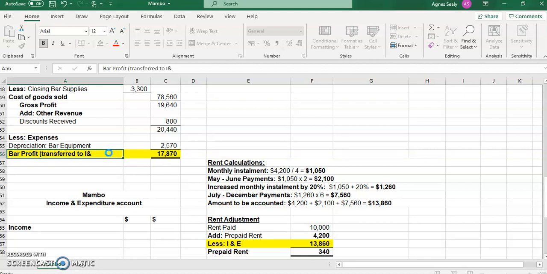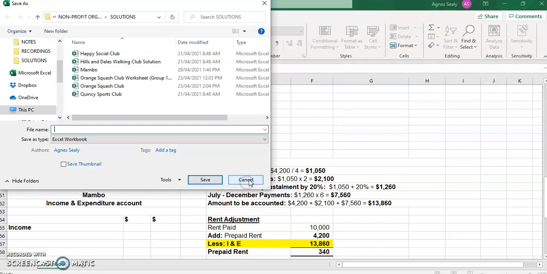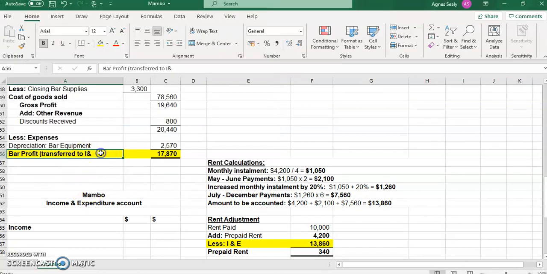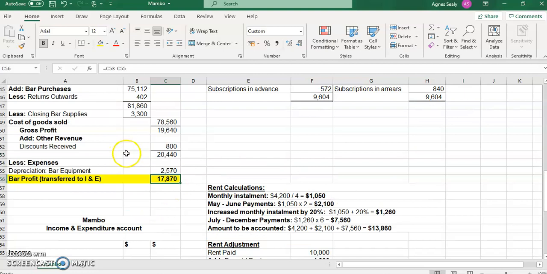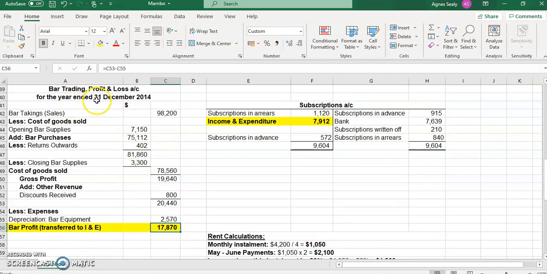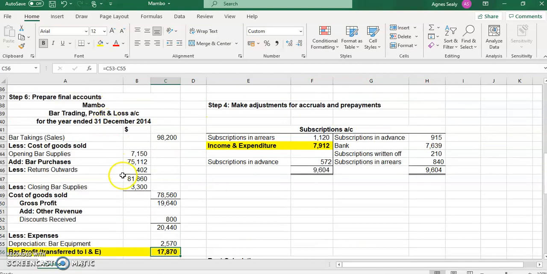You don't have to write transfer to income and expenditure account. You don't have to do that, but I'm just letting you know that this is where this bar profit will be going, to your income and expenditure account. So we have completed our bar trading profit and loss account for Mambo using all the available information to us.